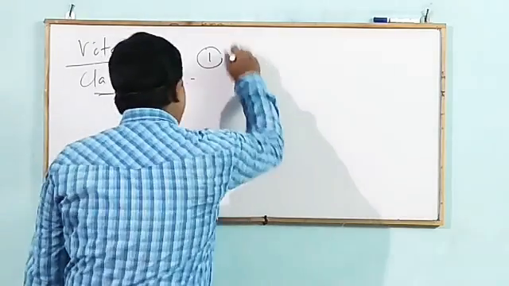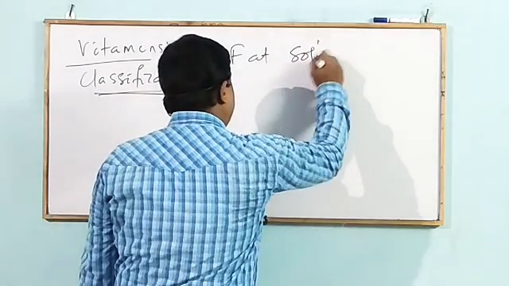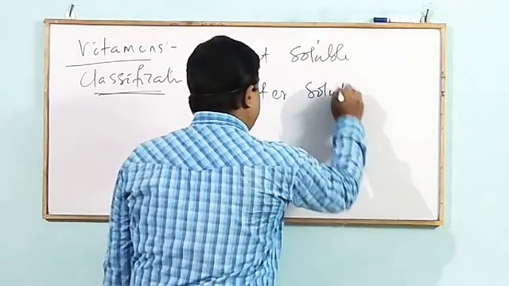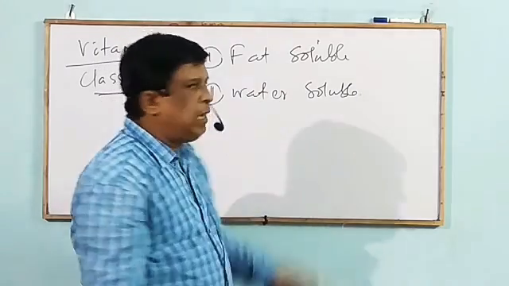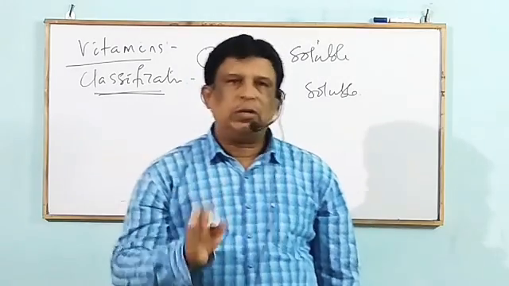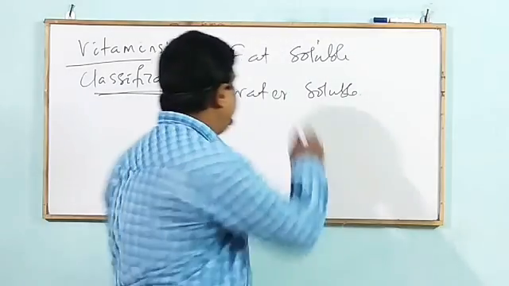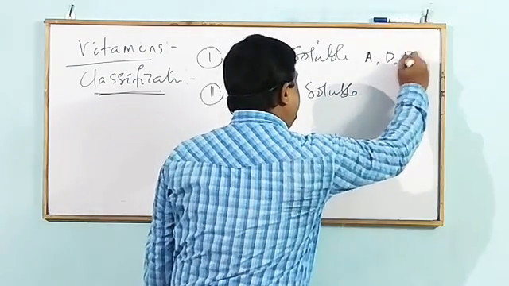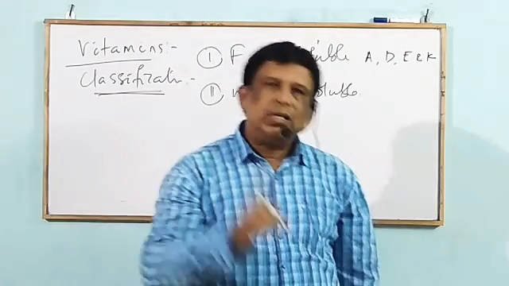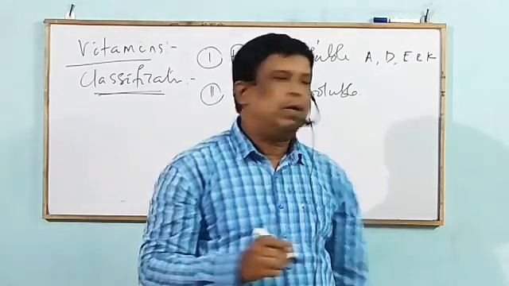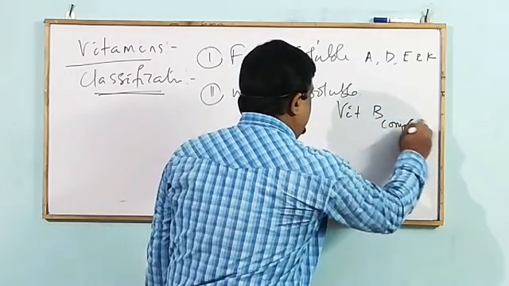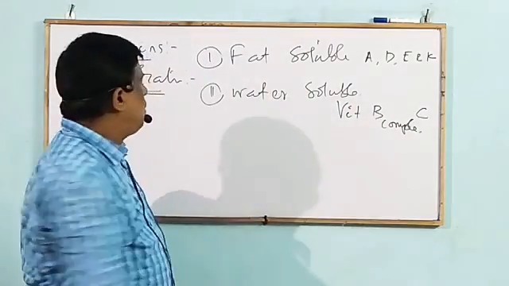I repeat again, two types are there: fat soluble vitamin and water soluble vitamin. Fat soluble vitamins are soluble in fat and oil, not in water. They come under vitamins A, D, E and K. Water soluble vitamins are soluble in water, insoluble in oil or fat. That is vitamin B complex and vitamin C.